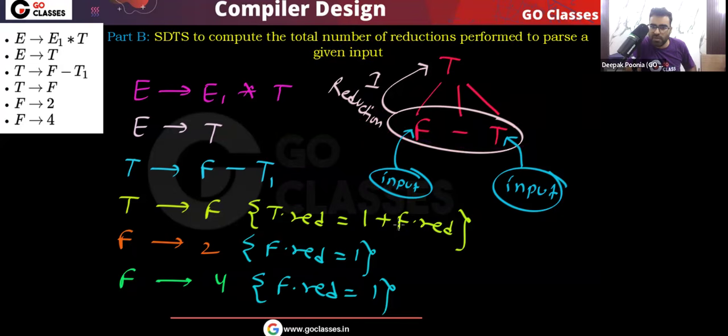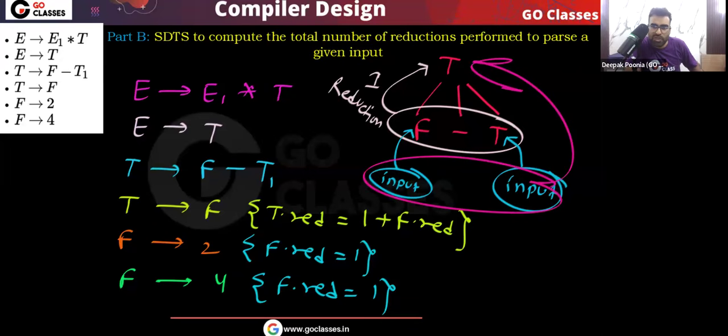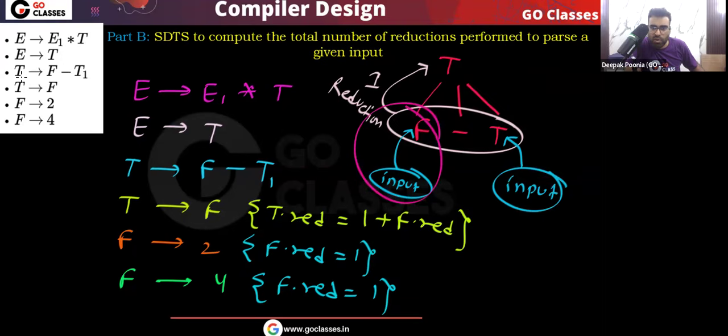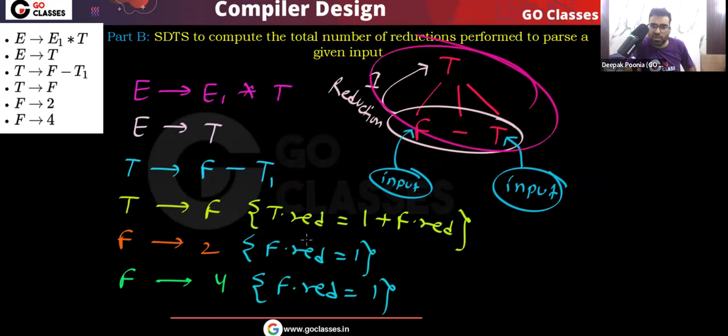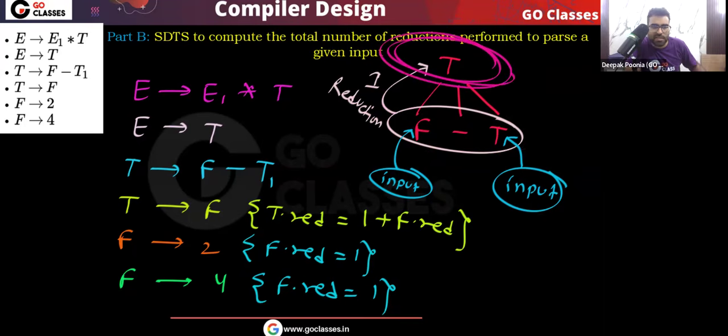This one reduction we have plus, because remember, when the input will reduce to t, what is the total number of reductions? When some input is reducing to f, what is the total number of reductions? That is captured by f.red. When some input is reducing to t, what is the total number of reductions? That is captured by t.red. Then one more reduction we have. So I can say that this t.red will be equal to f.red plus t1.red plus 1. Yes or no? Okay, is this clear?